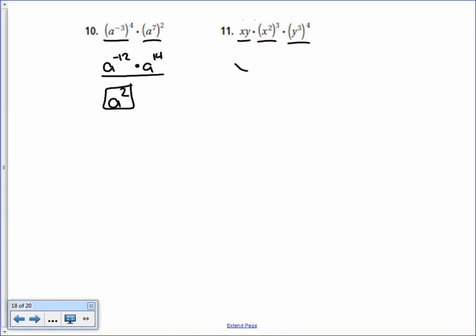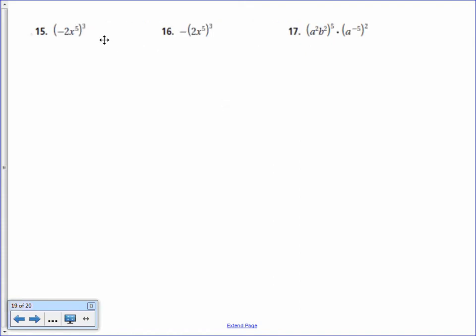So we have an xy, that can be simplified. x squared to the third, that's going to give me an x to the sixth. And then y to the 12th. So we have the x's, we can combine, x and x to the sixth. That will give me x to the seventh. So x to the 1 plus an x to the sixth. And the y's we can combine together, a y and a y to the 12th. That's going to give me a y to the 13th. So remember, there's an invisible one there.